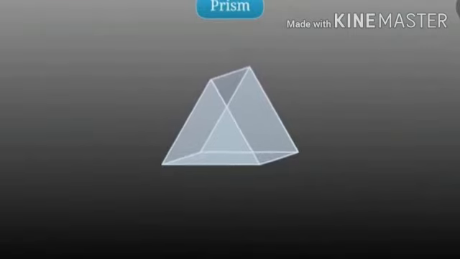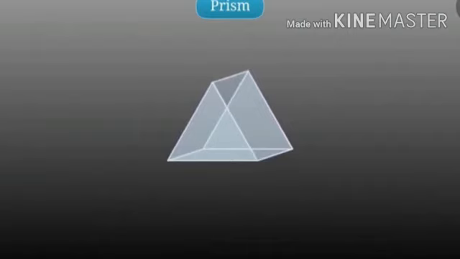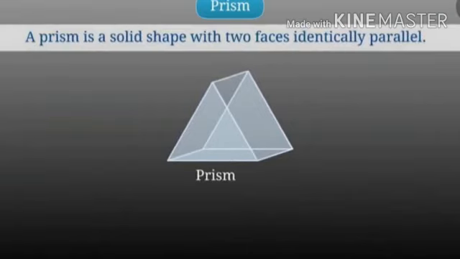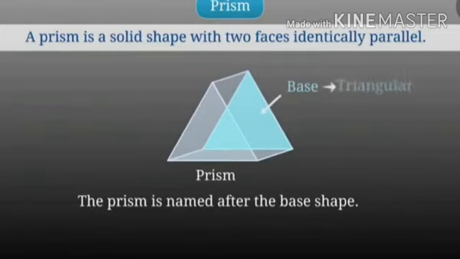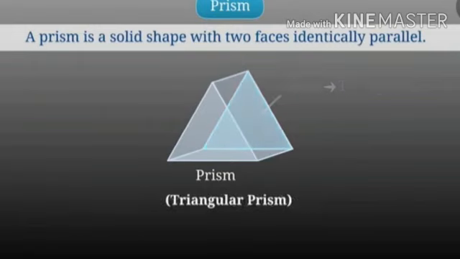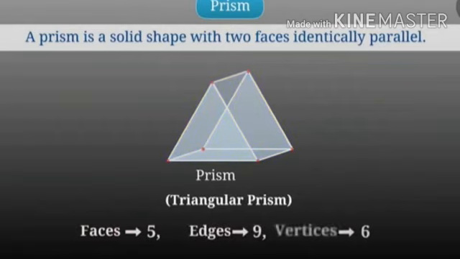Have you seen an object of this shape in your science lab? Try and remember. This is a prism. A prism is a solid shape whose 2 faces are identical and parallel. One of these 2 faces is called the base and the other one is called the upper end. Apart from these 2 faces, the other faces of the prism are parallelograms. The prism is named after the base shape. As the base of this prism is triangular, it is a triangular prism. You can see that this prism has 5 faces, 9 edges and 6 vertices.